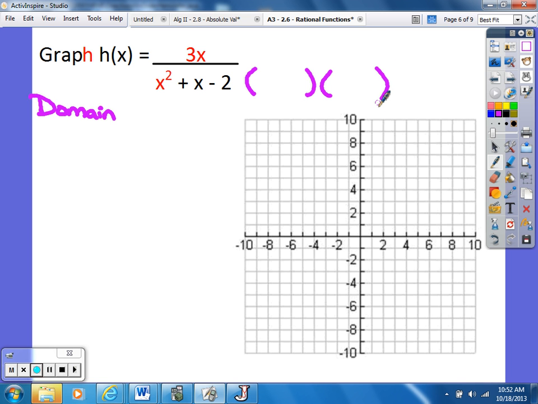And I know that this is going to be x of x. And you remember, you ask yourself, what times what is negative 2, but adds to 1? Well, not negative 2 and 1. 2 and negative 1, right? So what two things make up my domain? X cannot be what? X cannot be 1, and x cannot be negative 2, right? So far, is everybody okay?